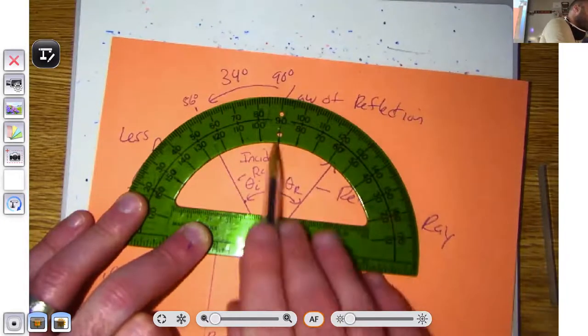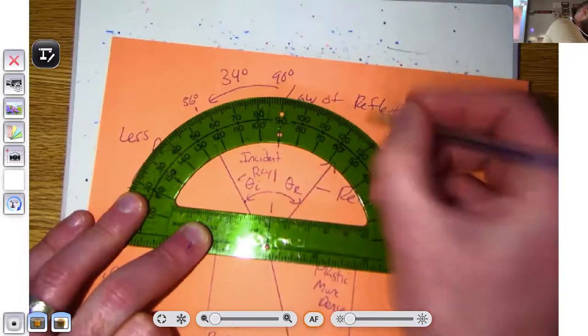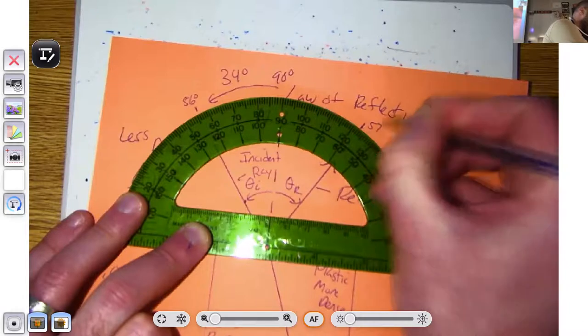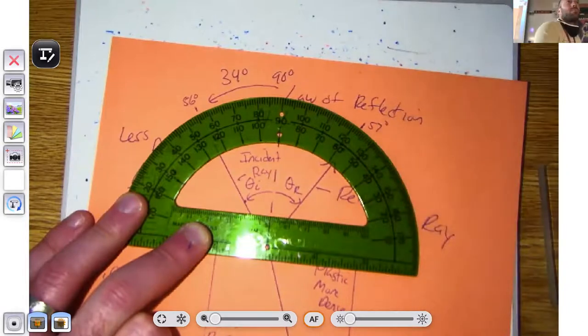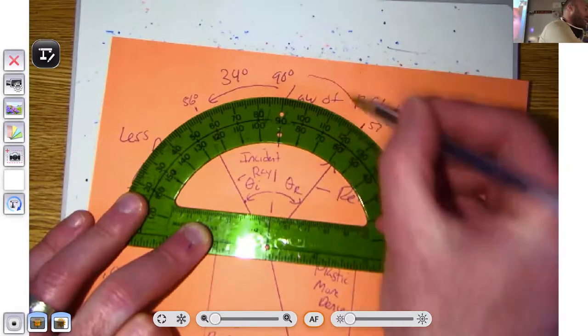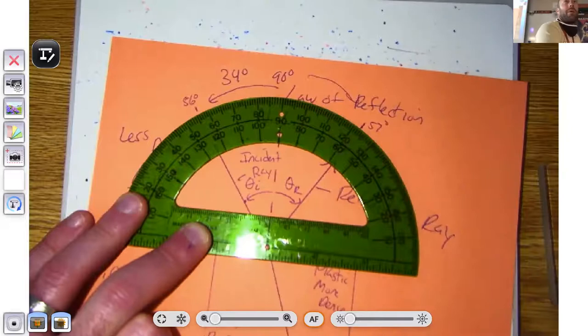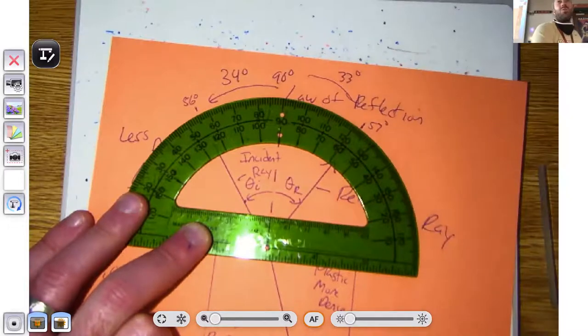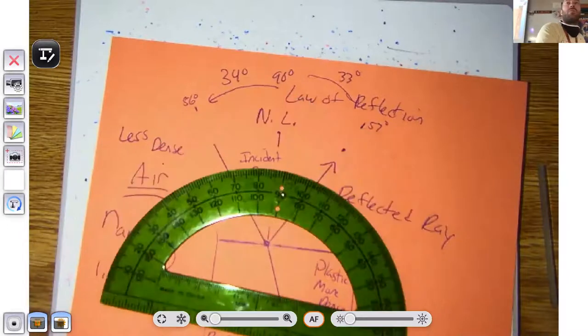It appears as if here is our 90. This one is at about the 57 degree mark. Now, remember, I drew this kind of freehand, but does it appear that we went from 90 to 57? Does it appear that they're both about the same angle? I like that. This one is like 33 degrees? Is 33 and 34 degrees pretty darn good considering this is hand-drawn? So the law of reflection works.